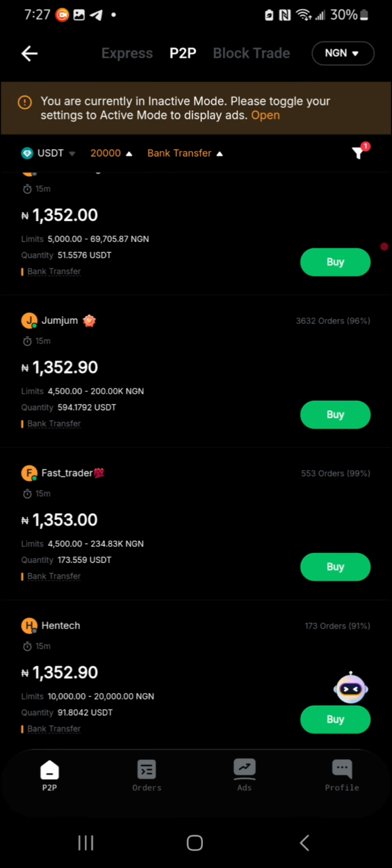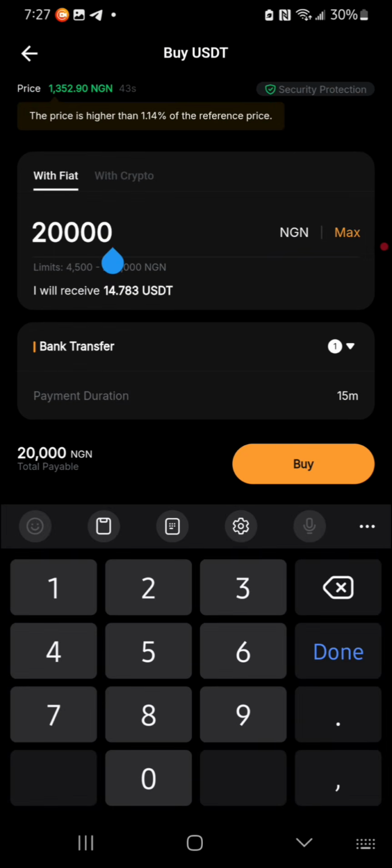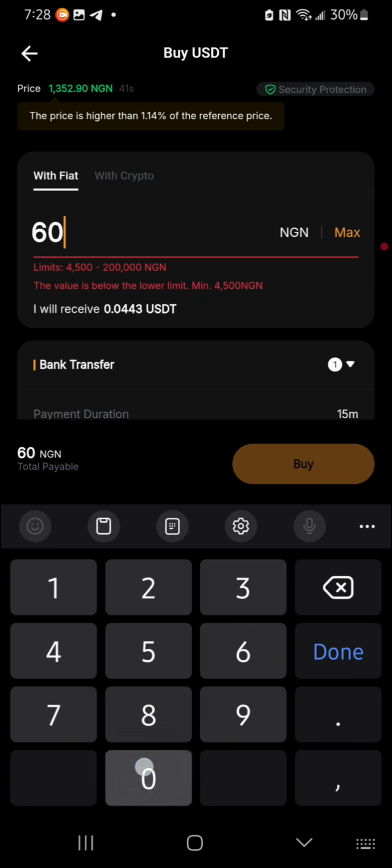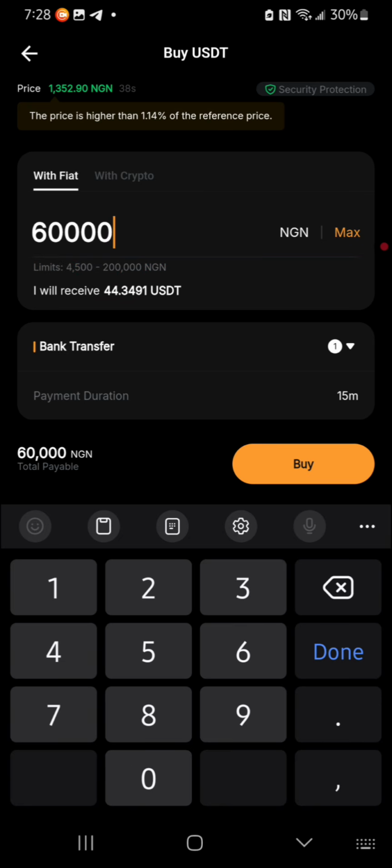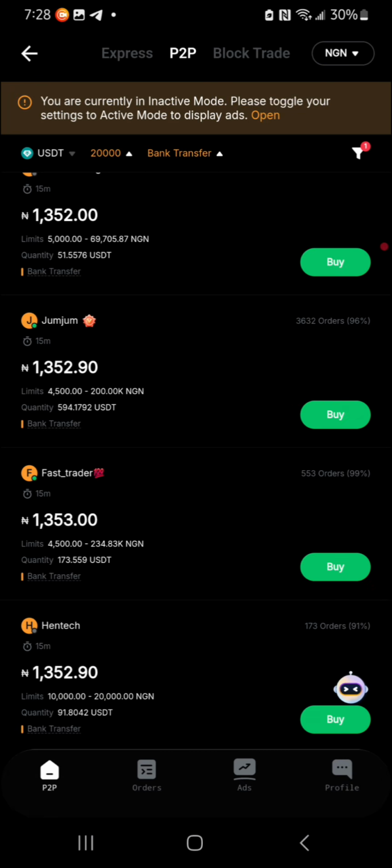Remember that 60,000 is going to give us 44.34 USDT, equivalent to $44.34. Then you can sell it on another P2P market. After buying it, you can sell it on another P2P market at a much higher price and retain your profit. I've been doing this for quite some time now, and it seems to be profitable.